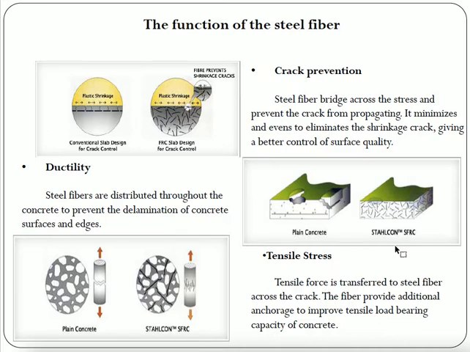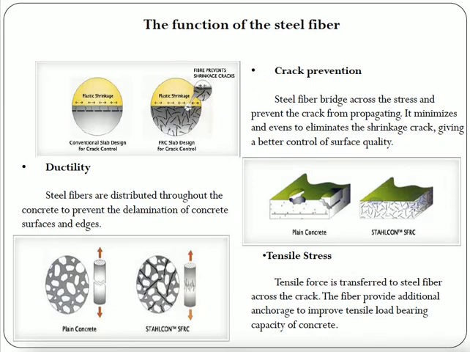Some of the functions: we have crack prevention, where the steel fiber bridges across the stress and prevents the crack from propagating. So it minimizes and even eliminates the shrinkage crack, giving better control of surface quality. So we can see here that these fibers will function as crack control, preventing shrinkage cracks. Then we have another one, which is to provide ductility. Steel fibers are distributed throughout the concrete to prevent the delamination of concrete surfaces and edges.